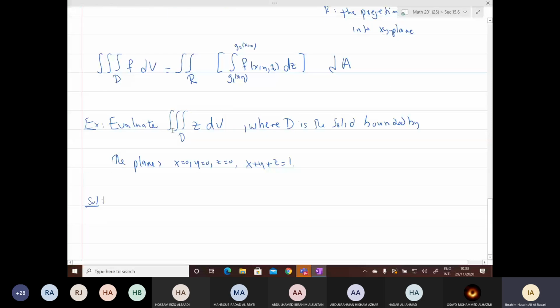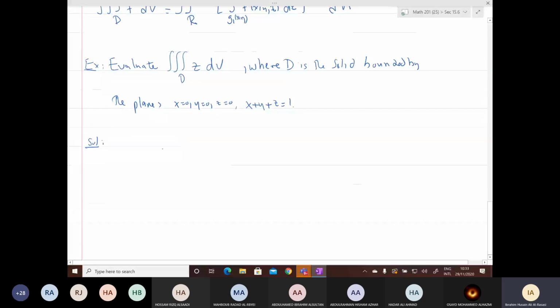And you need to set up the limits of integration. Then you have to sketch D, the solid D, and you have these basic graphs. You have to know them. Okay, first sketch D first. So this is the sketch.